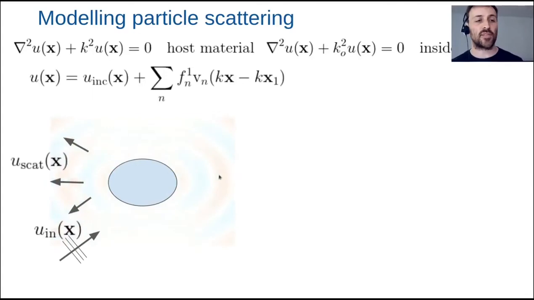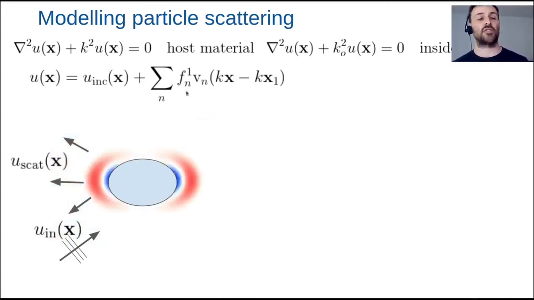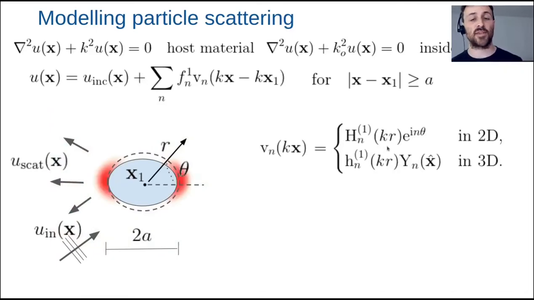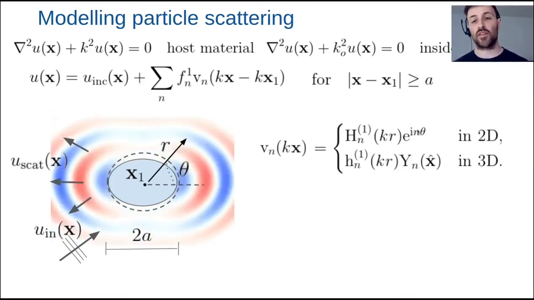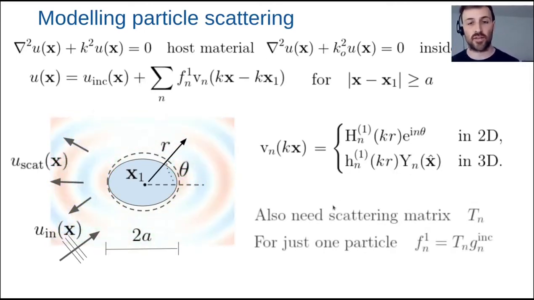We describe the field scattered from one particle with a sort of series expansion of special functions Vn, where the f's are the unknowns. These Vn's have different special functions which depend on your dimensions. In 2D, they're Hankel functions with Fourier components. In 3D, they're spherical Hankel functions. And they're also different if you use vector wave equations.